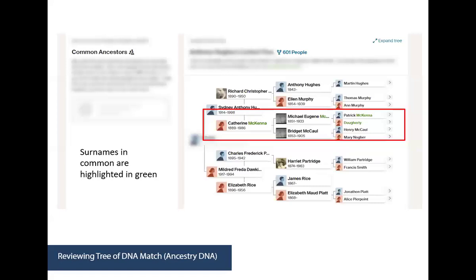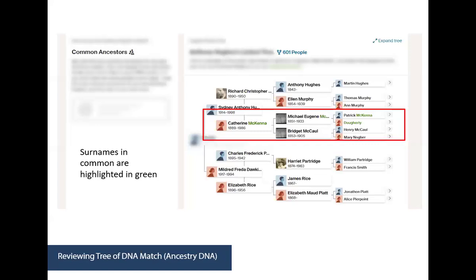So another thing you want to do when you're looking at some of these online trees of your DNA matches is, again, looking for when there might be surnames in common. AncestryDNA has a nice tool in that if you have surnames in your tree, they actually will highlight them in green on your DNA match list when you're looking at their trees.